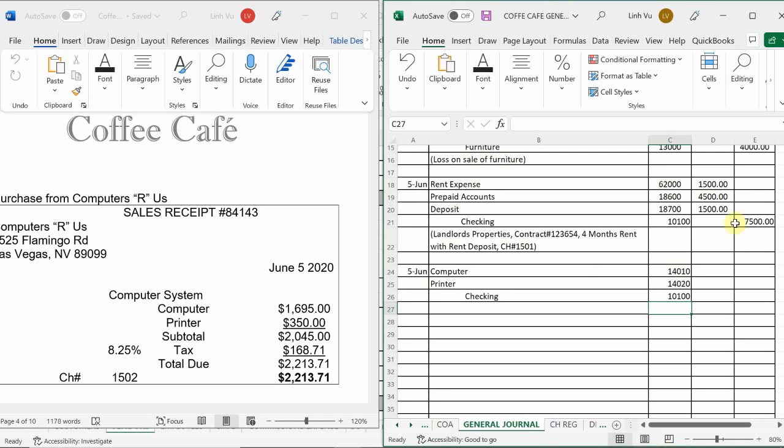You paid $16.95 for the computer, and $350 for the printer. Okay, so let's verify that. Did I write a check for $2,045? No. So what do I do with the tax? It would be in your tax payable.